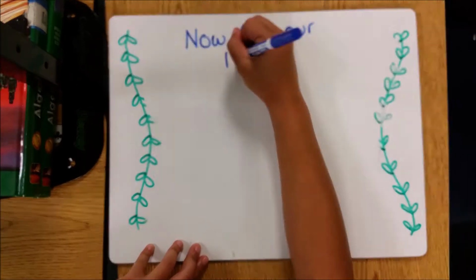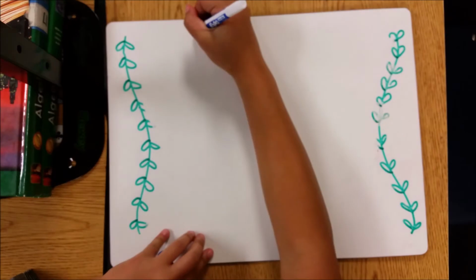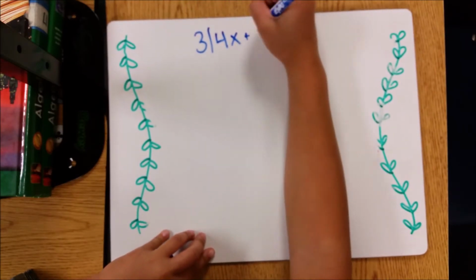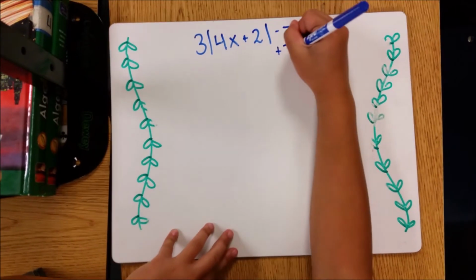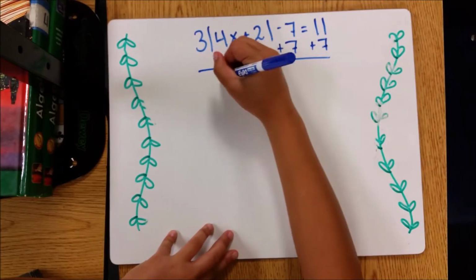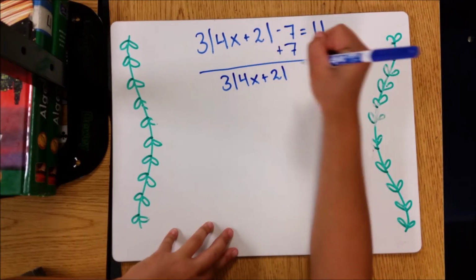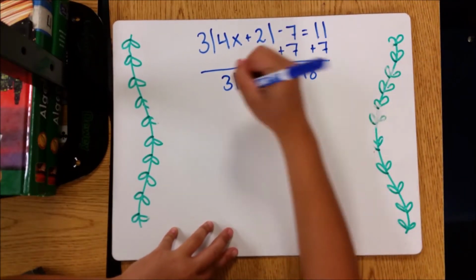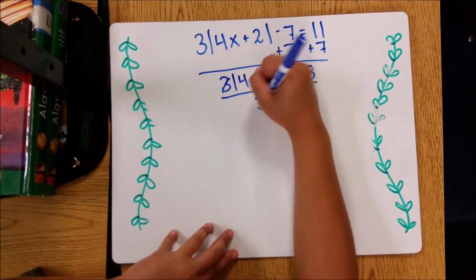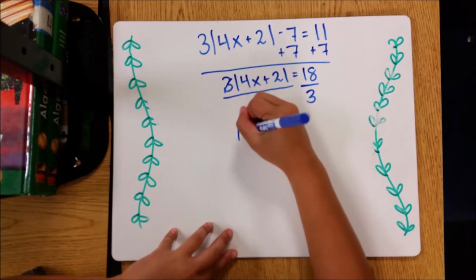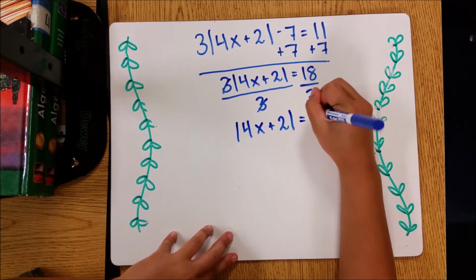Now for the last example, we have the problem 3 times the absolute value of 4x plus 2, minus 7 is equal to 11. The first step is to get rid of negative 7, and in order to do so, we add 7 to both sides of the equation, thus making the problem 3 times the absolute value of 4x plus 2 is equal to 18. Now we're going to divide by 3 to make the absolute value alone on one side of the equation, which makes the problem the absolute value of 4x plus 2 is equal to 6.